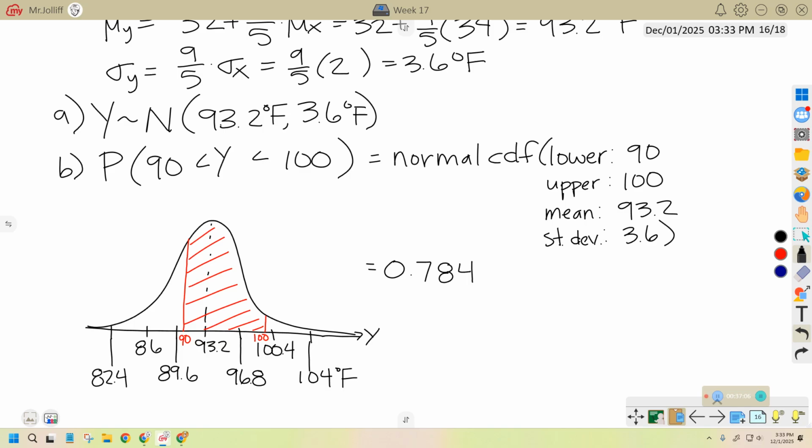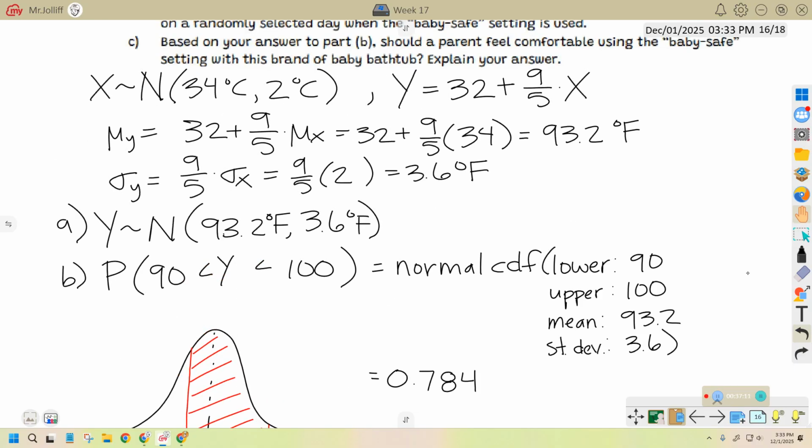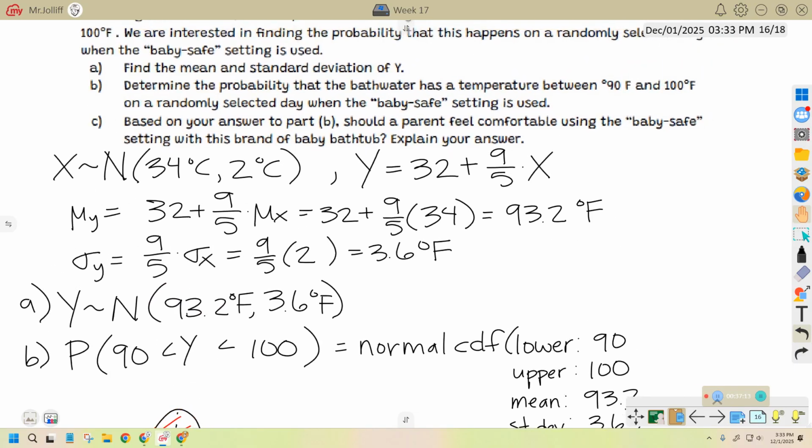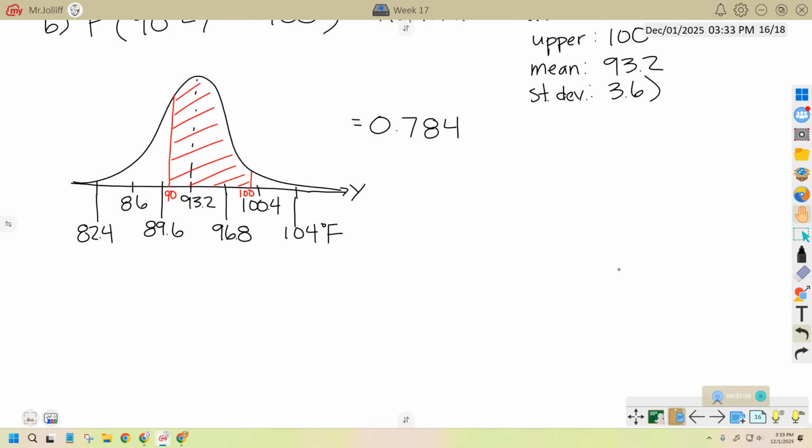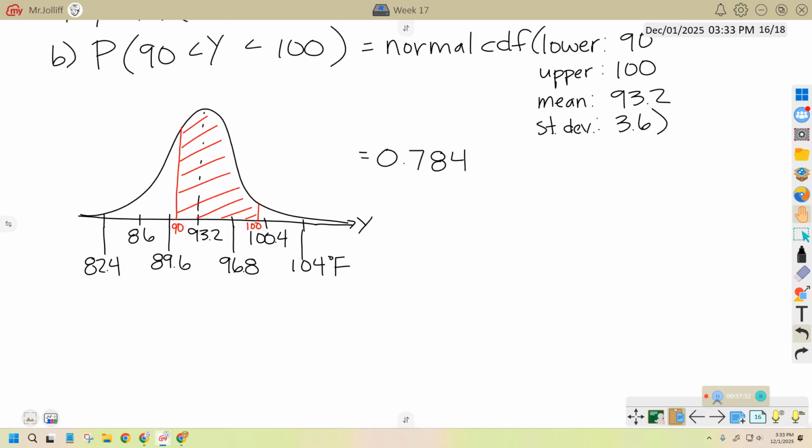But of course, they asked us one more step because we know the FRQs are brutal. Let me scroll back up. Part C says, based on our answer to part B, should a parent feel comfortable using the baby safe setting with this brand of baby bathtub? Explain your answer. So I'm going to give you about 60 seconds in your small group. Based on what we just did in part B, should a parent be worried about using the baby safe mode?